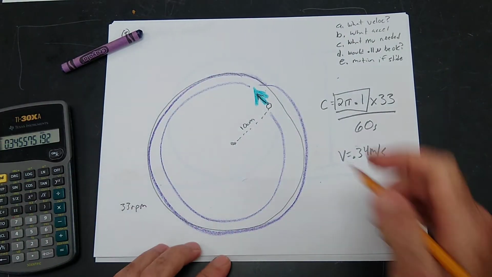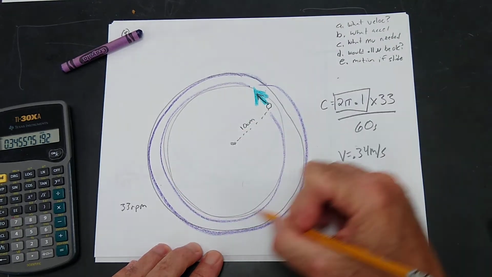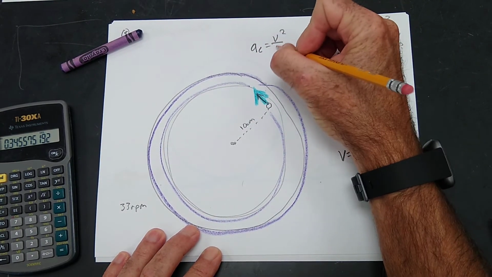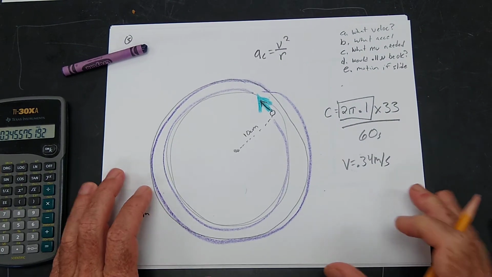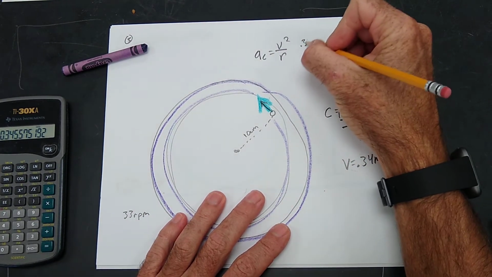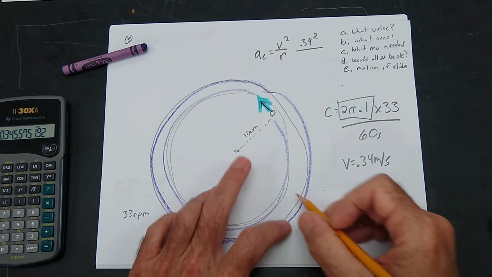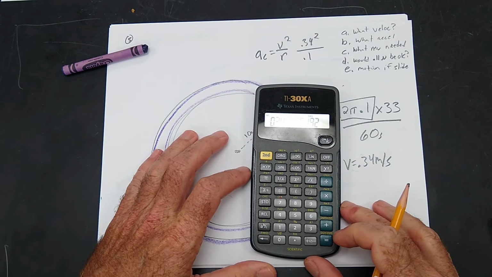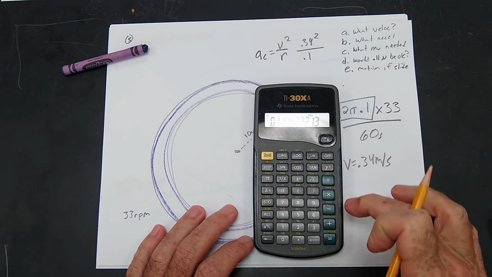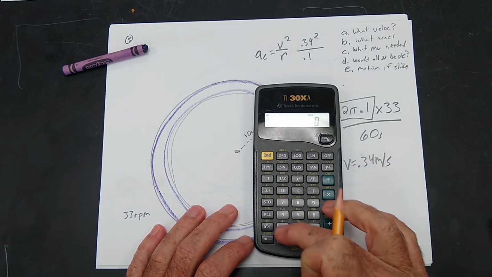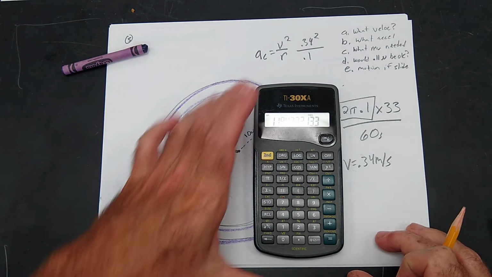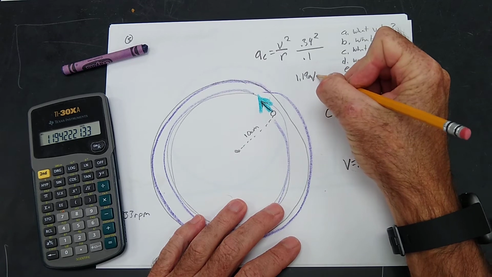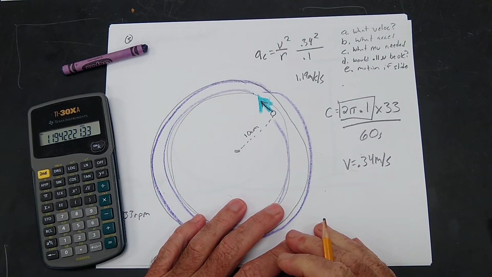What is the acceleration? Well, as this thing goes around, it's going to be circulating. So we're going to have a centripetal acceleration. a c equals v squared over r. 0.34 squared over 0.1 meters. So there's our 0.34, squared, divided by 0.1. That's 1.19 meters per second squared, this acceleration.